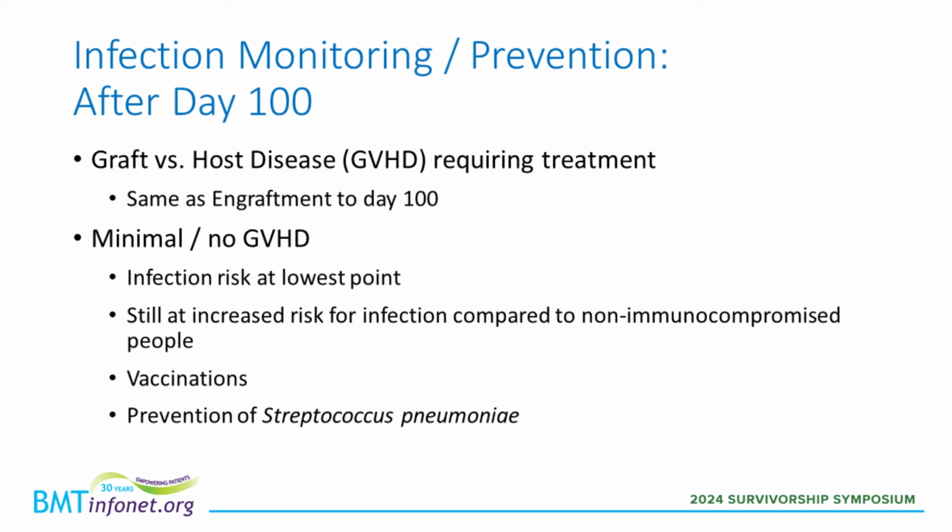So after day 100, if you have significant graft versus host disease still requiring treatment, oftentimes we will continue the same approach to prevent infection as we were doing before day 100. If you have minimal to no graft versus host disease and you're off of immunosuppression, your risk for infection is at its lowest point, but you are still going to be at increased risk for infection compared to people whose immune system is not suppressed. And then during this period, to help decrease your risk for infection, this is when we recommend to start vaccinating people. And also, as I mentioned, we use a variety of approaches to try to prevent infection due to Streptococcus pneumoniae. And this will probably vary from transplant center to transplant center as far as how they approach that.